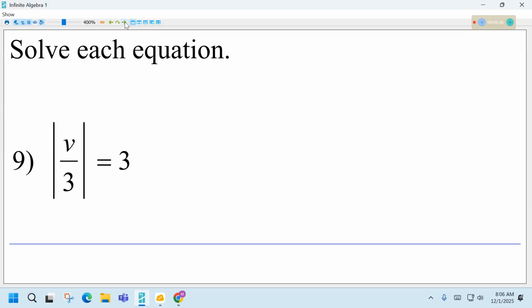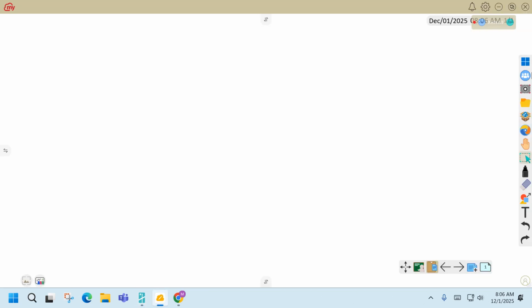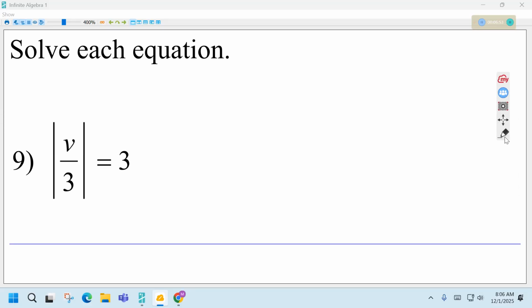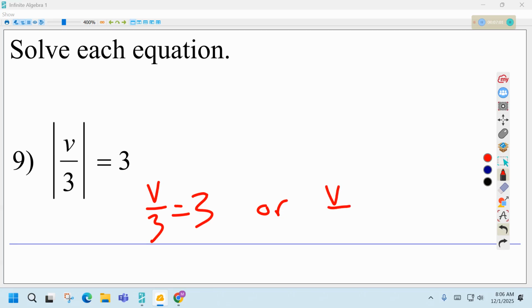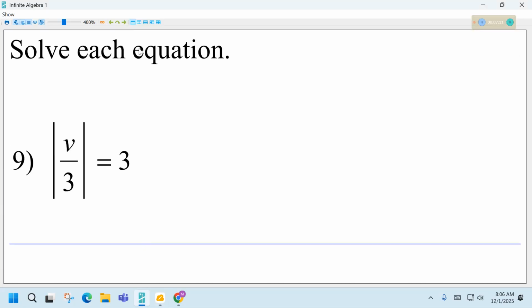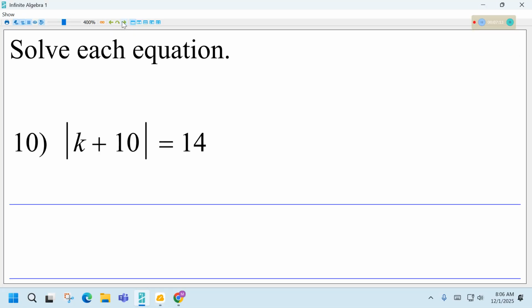Okay, so looking at number 9, we have two equations to set up. All right, what are the two equations that we would set up here? Well, we will put v over 3 equals 3, or v over 3 equals negative 3. And solve that. Okay, I don't want this video to run over too much, so I'm going to try to get to the next step. But hopefully you guys are starting to see how to set up these equations. Okay, you're going to be changing that thing that's on the right.